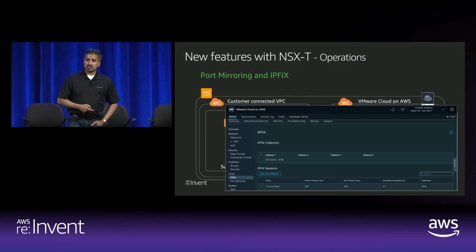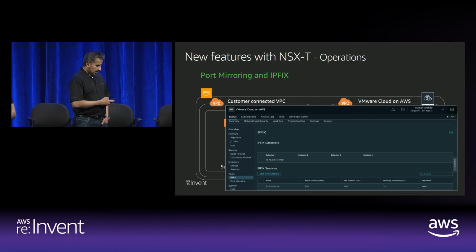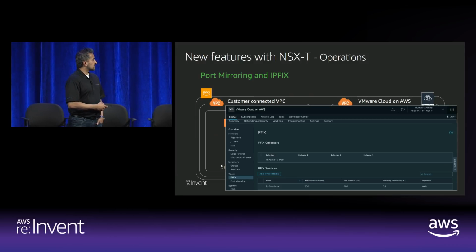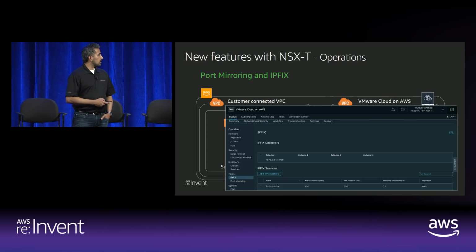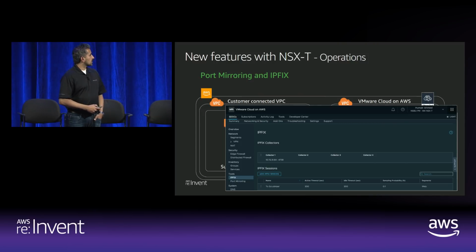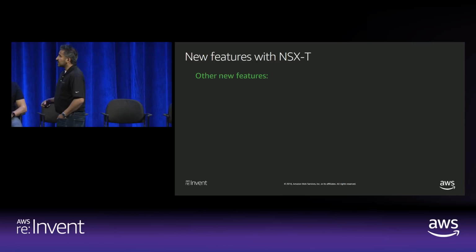Similarly, I can do this for IPFix. I can have something like Plixer Scrutinizer running on a network segment. I can come here and set up a collector. This is the IP address of that Plixer Scrutinizer. And then I can set up a session. You can see the segment is the web NSX network segment. So I'm sending IPFix data to that appliance sitting on a NSX network segment, okay? So pretty cool stuff in terms of operations, and just a couple other additional features here.